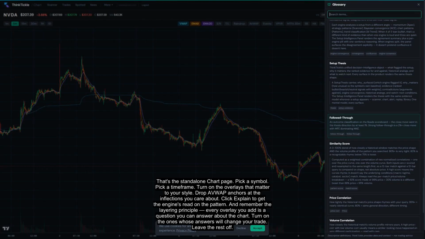That's the standalone chart page. Pick a symbol. Pick a time frame. Turn on the overlays that matter to your style. Drop AVWAP anchors at the inflections you care about. Click Explain to get the engine's read on the pattern.